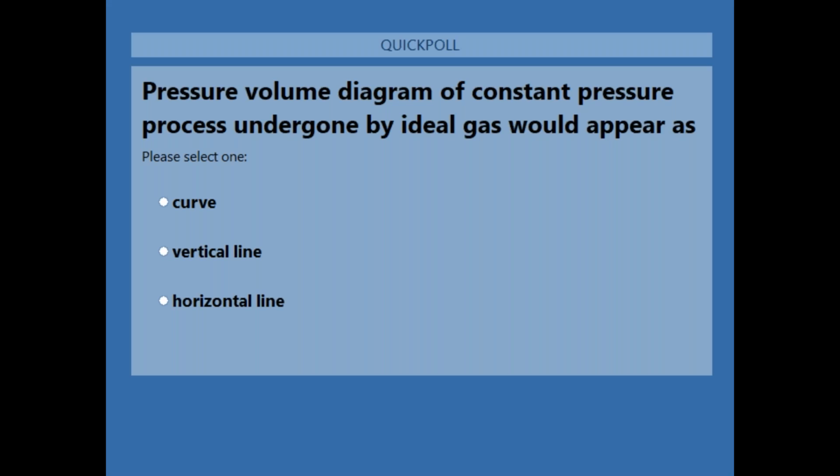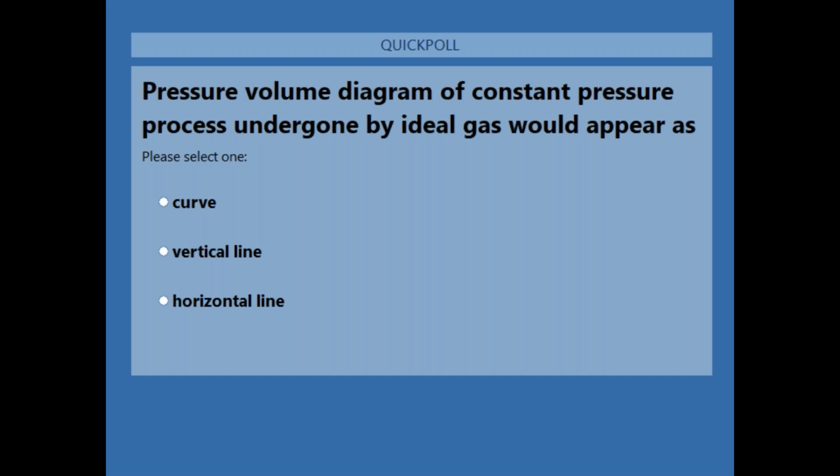A very simple question has been asked on the poll, and this has to do with your understanding of a pressure volume diagram and the understanding of the process, which is a constant pressure process. Interestingly, I find that very few students have answered the question correctly. The maximum number of the students have answered the question wrong. I would be showing you how it is wrong.